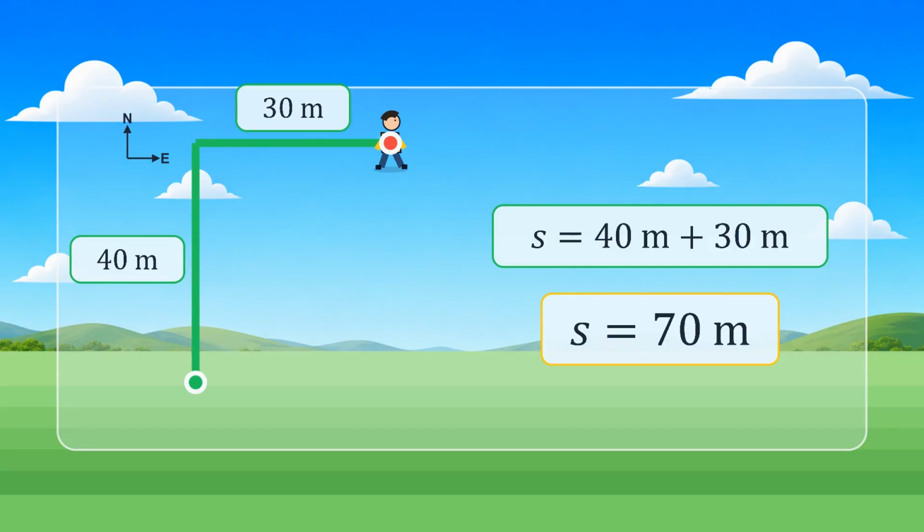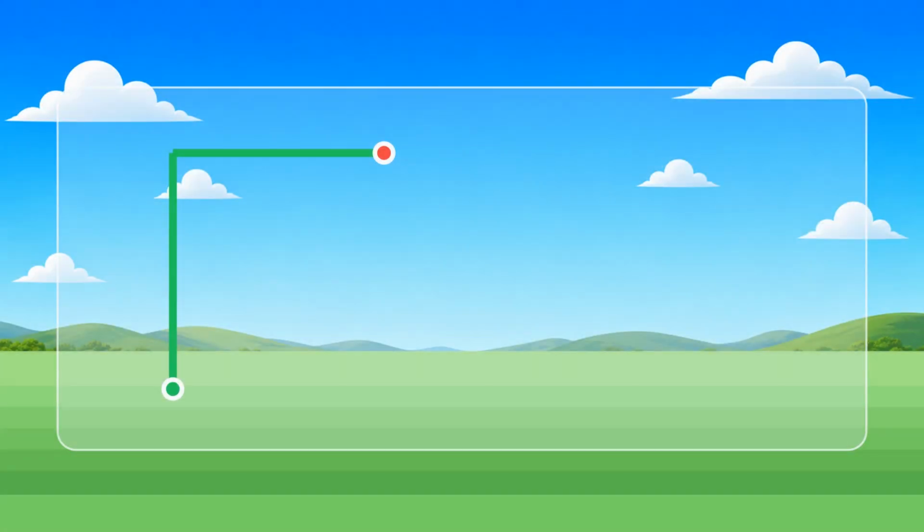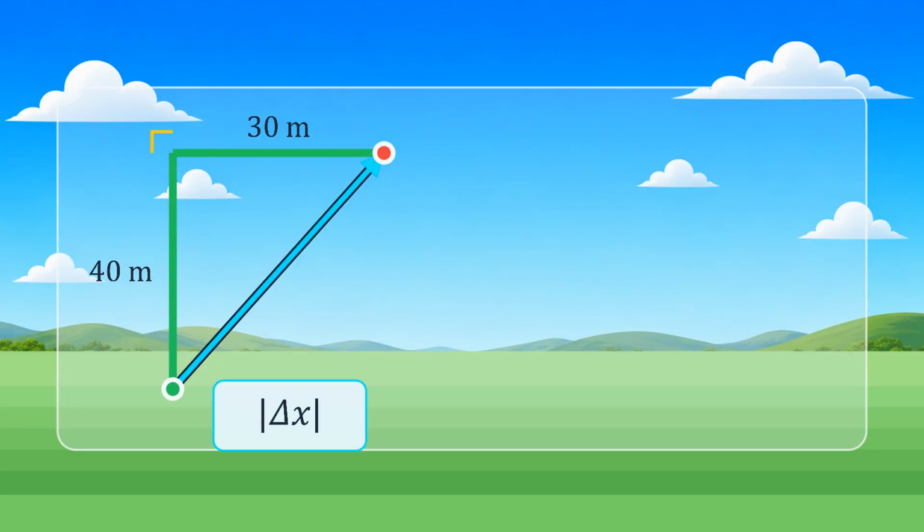Distance follows the two legs of the route. Displacement does not follow those legs. It is one straight arrow from the initial position to the final position. The two parts of this route form a right triangle. One leg is 40 meters, and the other is 30 meters. The straight connection from start to finish is the hypotenuse. Its length is the magnitude of displacement.